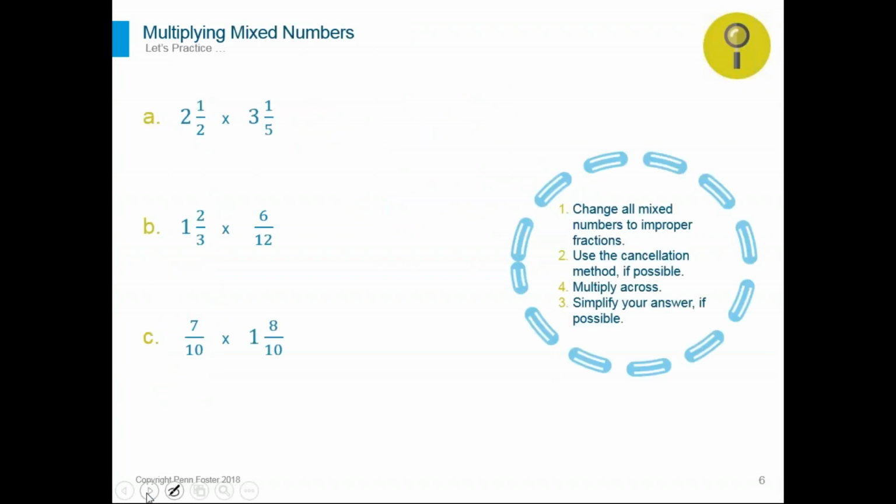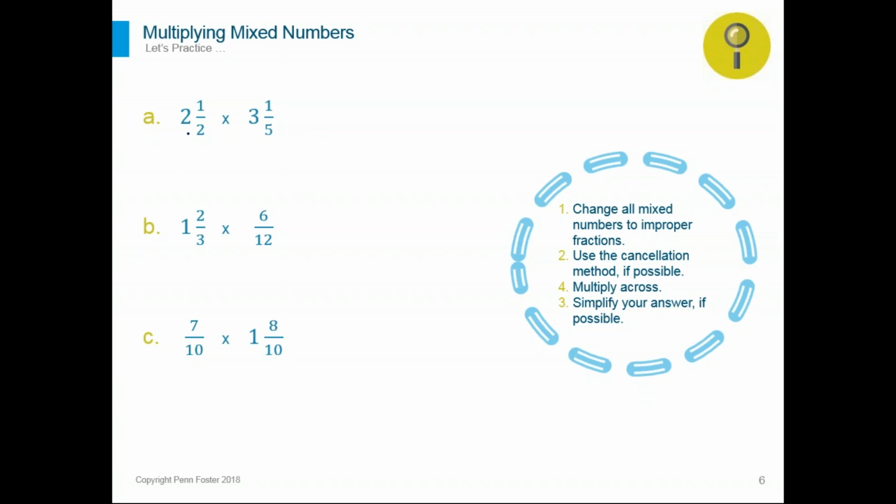Let's move on to another type of multiplication. What if you are asked to multiply two mixed numbers? What should we do? Are we going to multiply 2 times 3 and then multiply the half and the fifth the same way we did previously, or do we have to follow another method? Well, the method I just mentioned, multiplying 2 times 3 and then multiplying the fractions separately, is not the right method. We have to change every mixed number to an improper fraction first, and then follow the steps that we have been following for multiplying fractions.